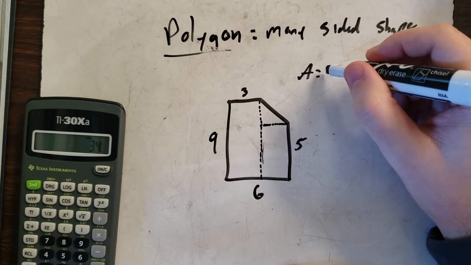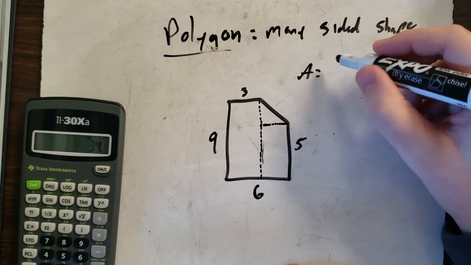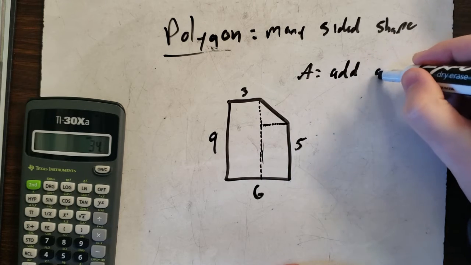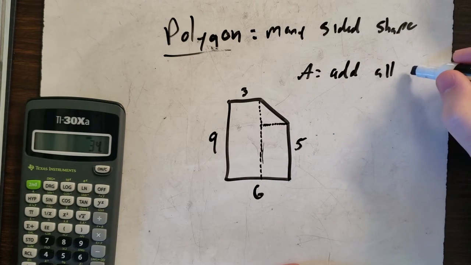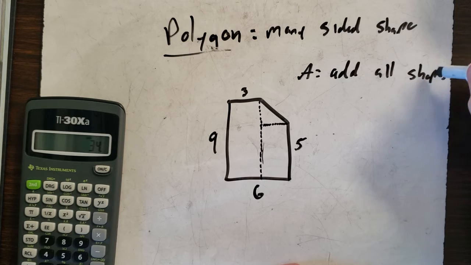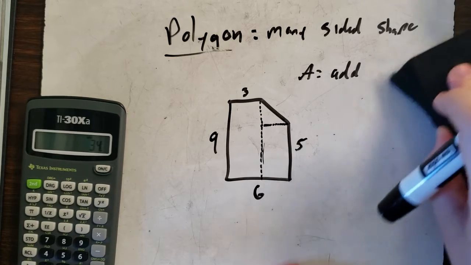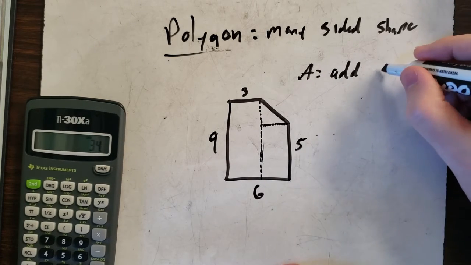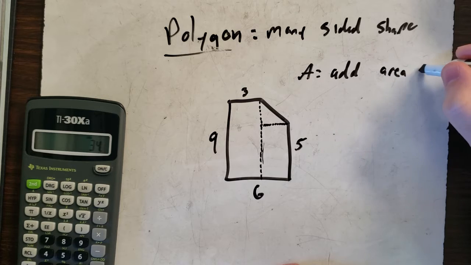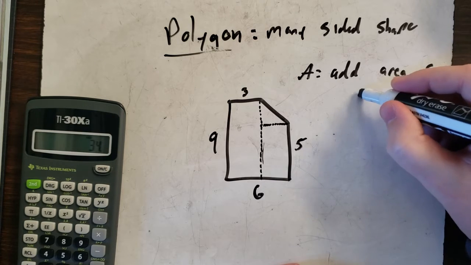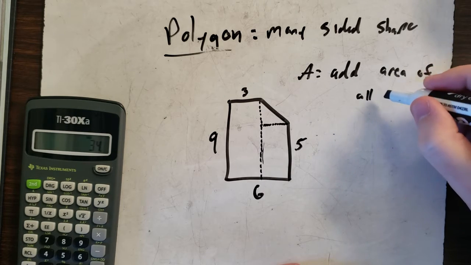So the area, to find this, I have to add all shapes. Let me rewrite that. I need to add the area of all figures.